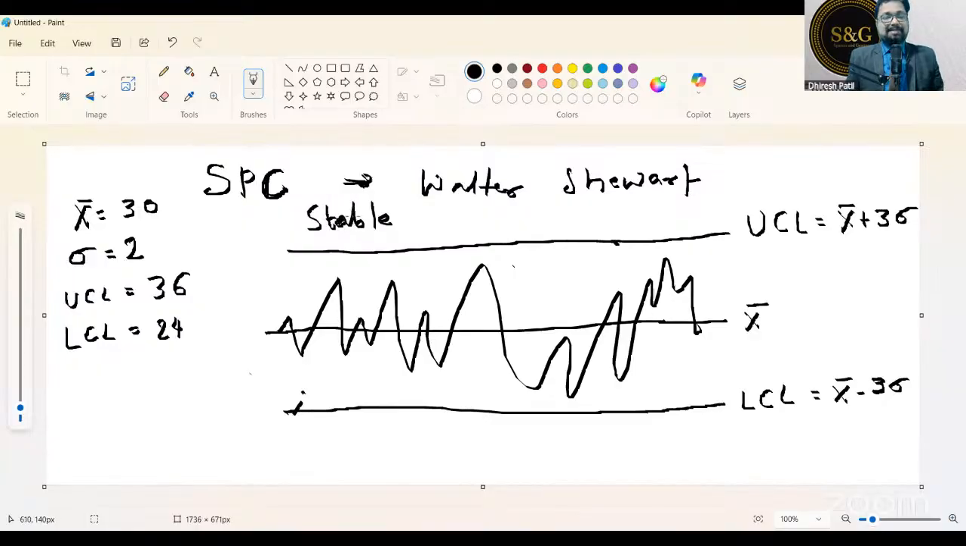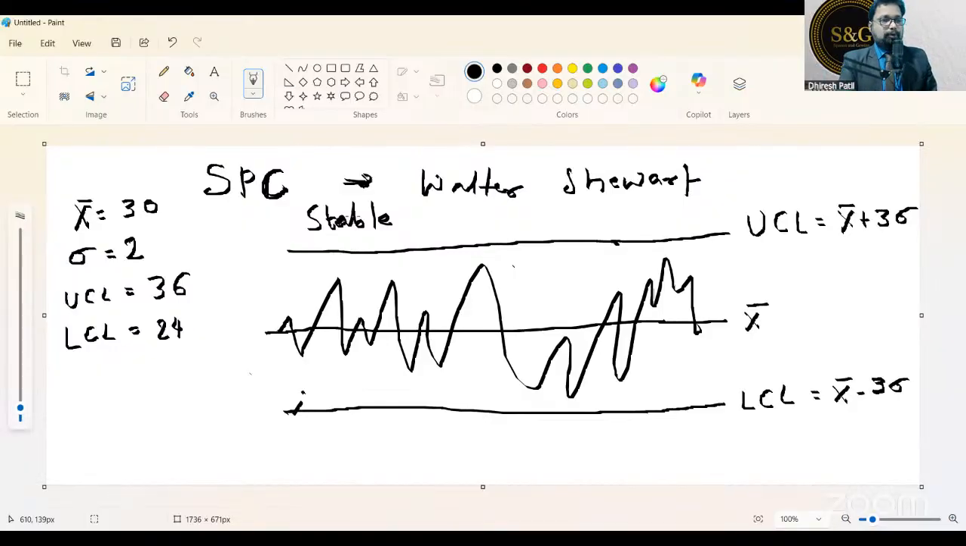Stable process. Any process which runs through this band of +3 and -3 standard deviation from the mean is called a stable process. Stable meaning you can say predictable. It is a very predictable process. Are you understanding? So any process which goes through this is called a stable process.